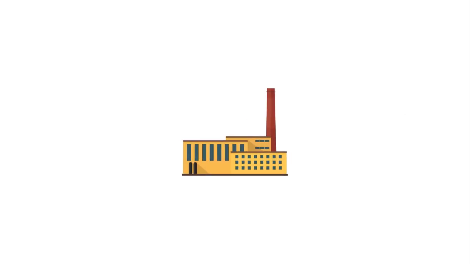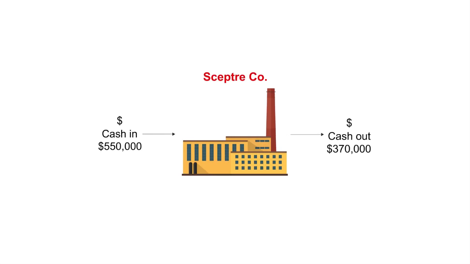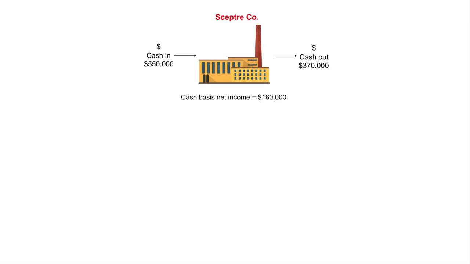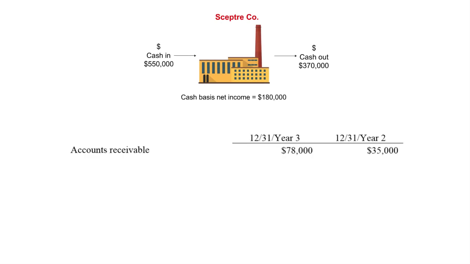Let's take a look. What we're going to have here is an organization. We have the S corporation, and we are going to show a cash method. Cash in, 550,000, cash out, 370,000. So therefore, cash basis net income was $180,000. The company's accountant kept track of beginning and ending balances to accounts receivable.